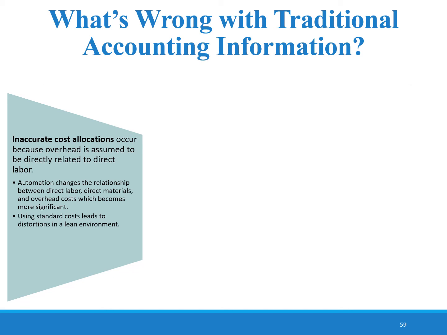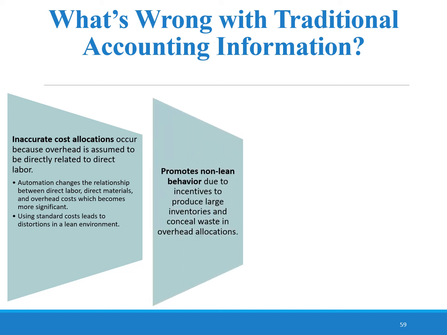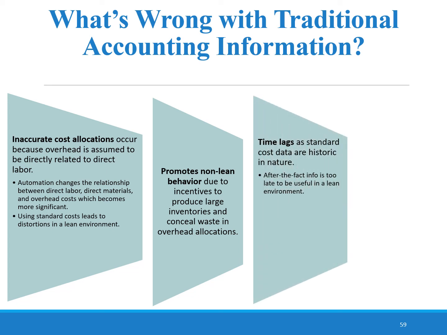Automation changes the relationship between direct labor, direct materials, and overhead costs, which become more significant. Using standard costs leads to distortion in a lean environment. Also, the traditional accounting information promotes non-lean behavior due to incentives to produce large inventories and conceal waste in overhead allocation. Time lag, time delay: as standard cost data are historical in nature, it's after the fact. So the information is based on history, which is too late to be useful in a lean environment.